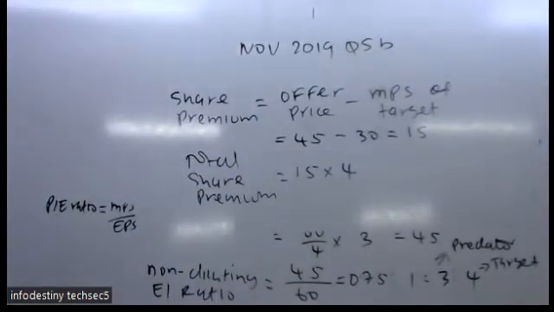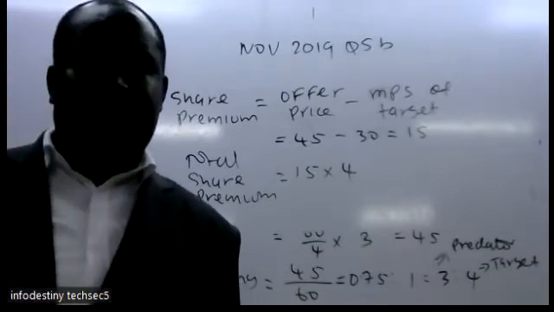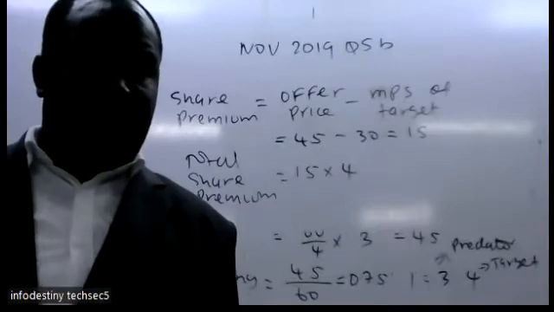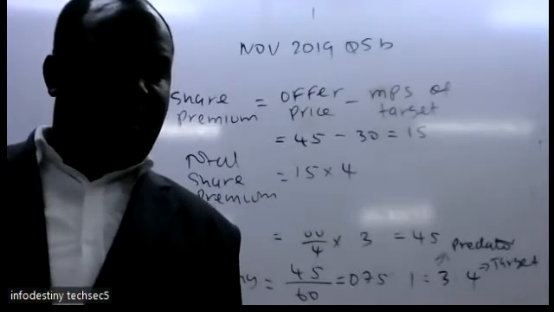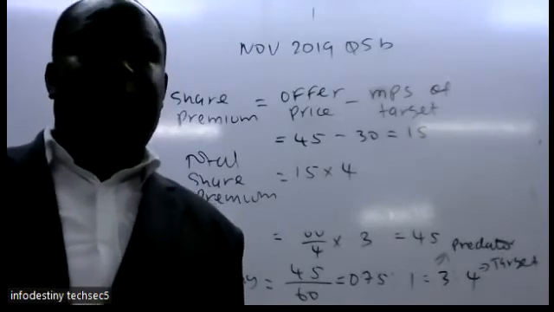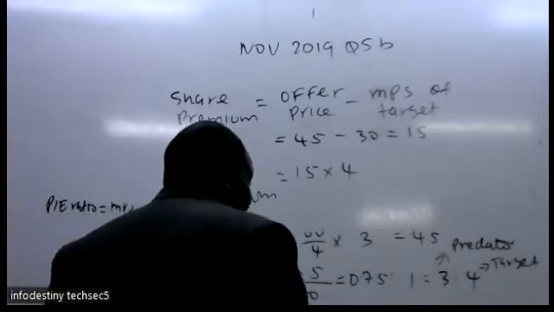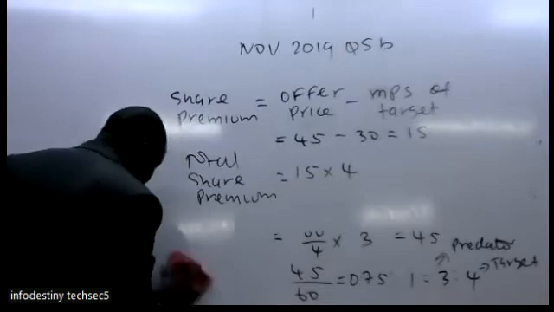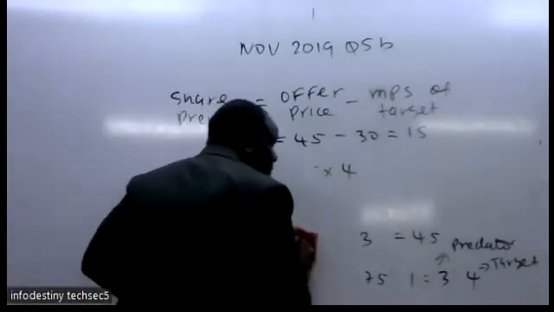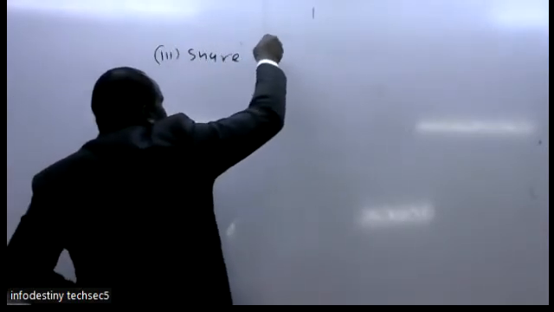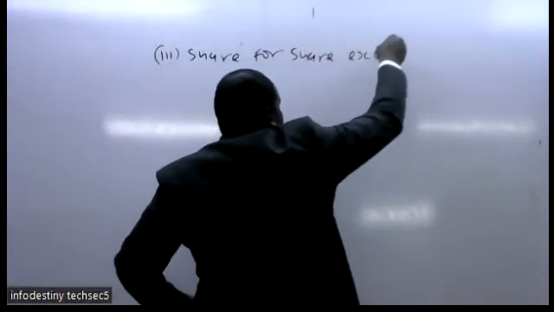When it comes to the Roman letter 3, they are asking to calculate the post-acquisition earning per share, assuming that the two companies agree on an offer price of 30. So this one is a share for share exchange. When it is a share for share exchange, that one is meant to be the share for share exchange.